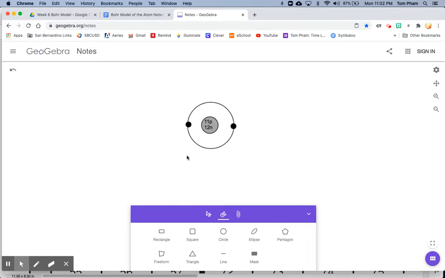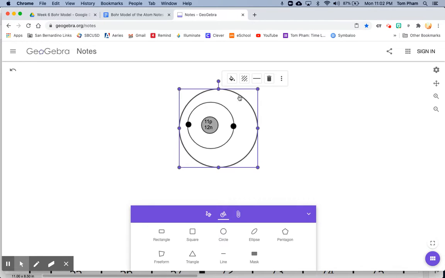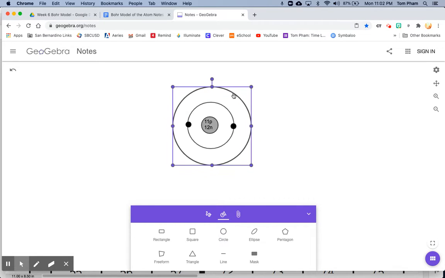Now I need a total of 11, so I need to add more electrons. Let's add another energy level. So let's go to our circle right here and draw another circle, and let's recenter it. Now in the second energy level, I can hold up to 8 electrons. So let's copy 1 electron and paste it, and then move it right here. So that's 1 electron right there.